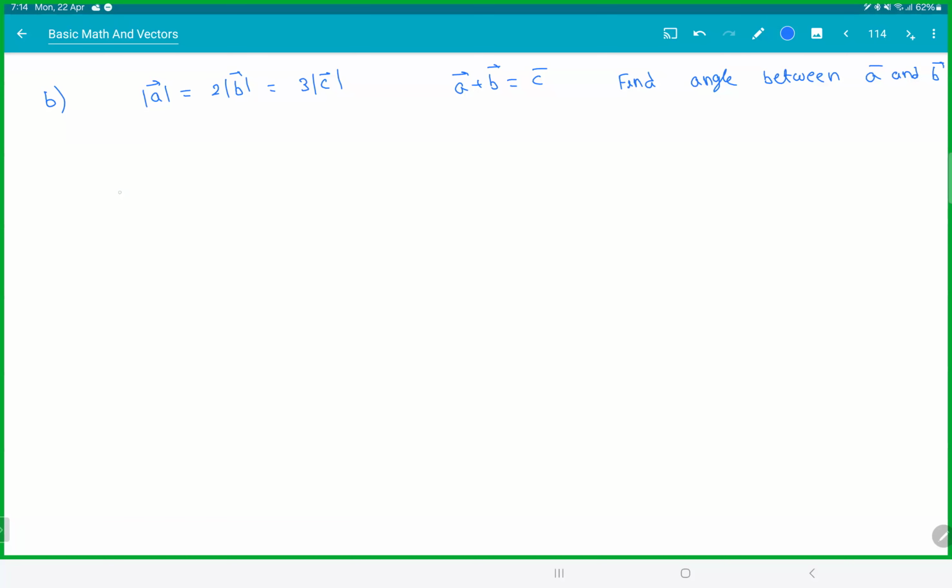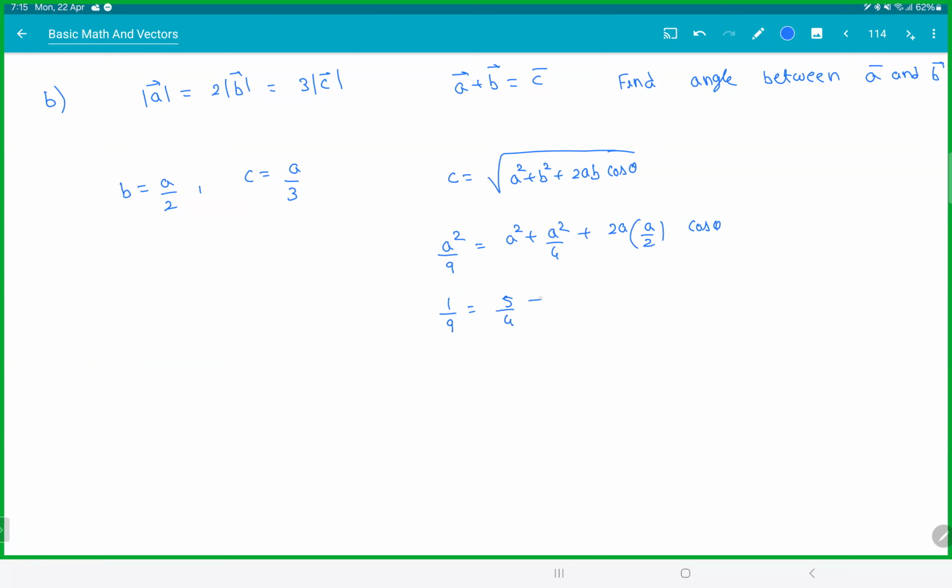See, how to do this thing? I can write B is A by 2. I can write C is A by 3. Okay. Now go back to the formula. So C is equal to root over A square plus B square plus 2AB cos theta. So substitute, C square will be A square by 9. A is A square only. B square will be A square by 4. So I'm substituting everything in terms of A. 2A, B is A by 2 cos theta. A square cancels. You end up with 1 by 9, 5 by 4 plus cos theta.